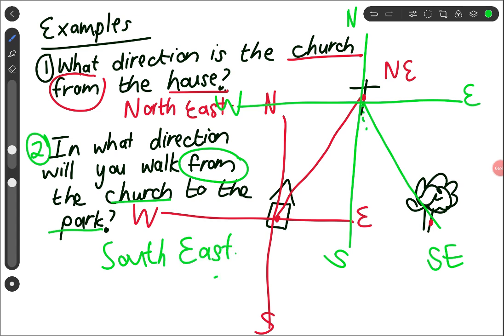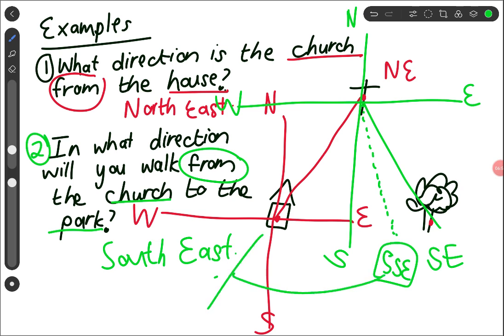Let's say it was a little bit like that, more south of southeast, then the answer would have been south of southeast. And sometimes when it is south of southeast, they will give you the mark even for southeast. Both options will be on the memorandum.